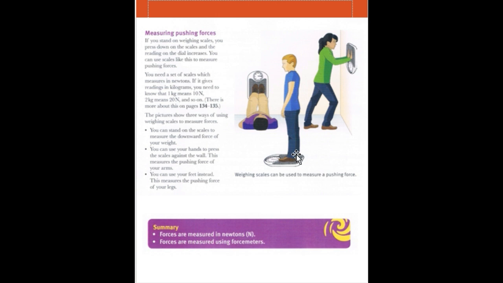Look at the picture. There are three ways of using a weighing scale to measure force, students. First, you can stand on the scale to measure the downward force of your weight. The second one, you can use your hand to press the scale against the wall. This measures the pushing force of your arms. You can use your feet instead. This measures the pushing force of your legs.